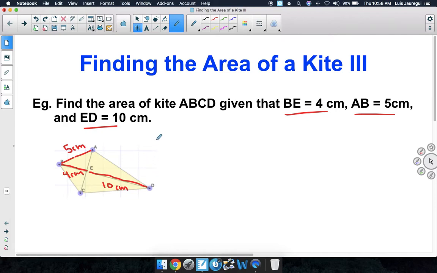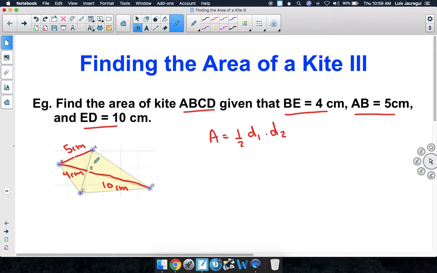Now notice that we need to find the area of kite ABCD. The formula for the area is equal to 1/2 times diagonal 1 times diagonal 2. In this case, we need to figure out the values for the diagonals. Well, notice that one of the diagonals is just the addition of these two segments.